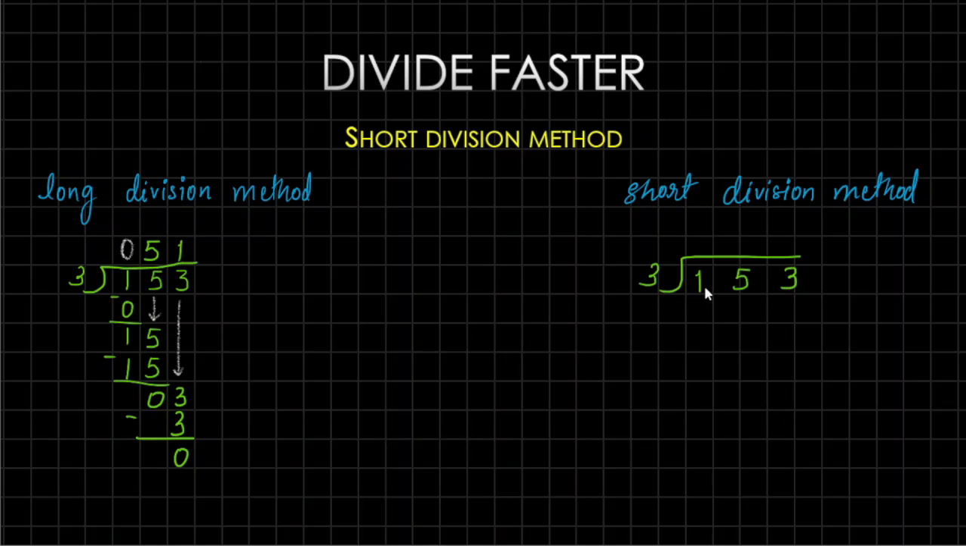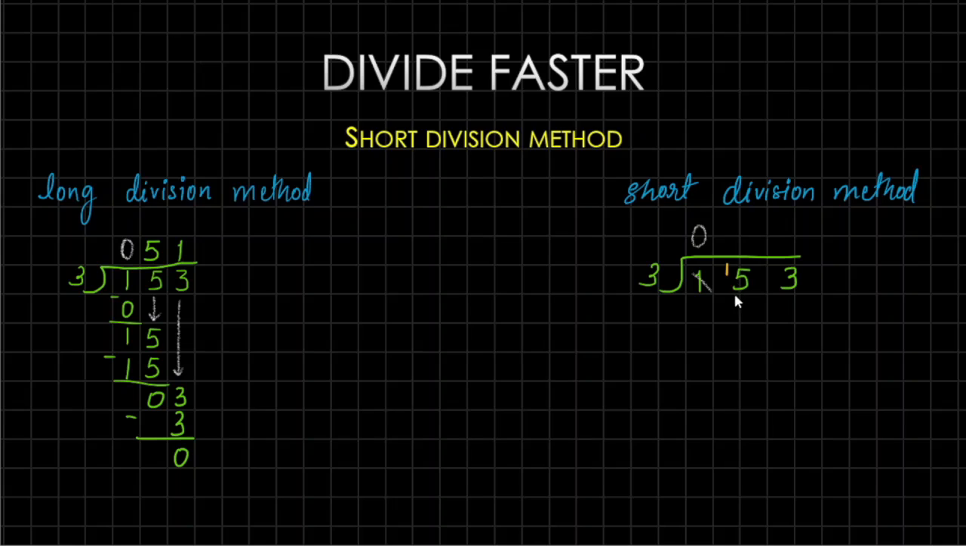So let's start with the first digit, which is 1. 3 goes into 1 0 times. If we want to, we can write 0 times for this 1. And if I take away 3 times 0, which is 0, from 1, I get 1. So 1 minus 0 is 1. We have already divided this 1. So we'll write the 1 on top over here.